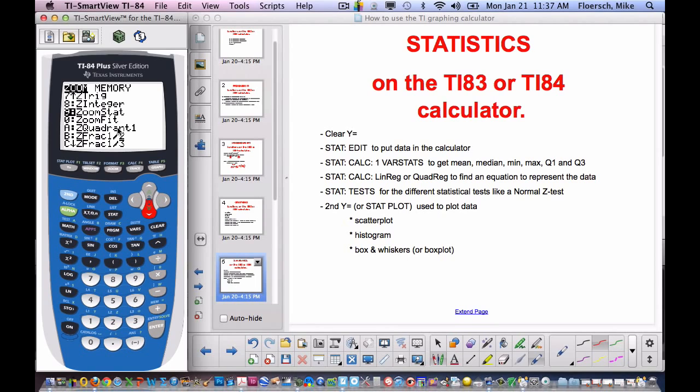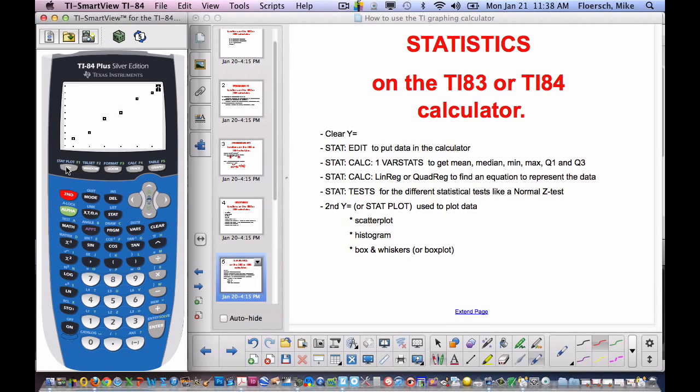Zoom fit means it'll take everything and fit the graph into your calculator. But I'm going to do zoom stat. It'll zoom in on my statistics is what that means. I hit enter, and now it's zoomed in. You can see the data points and what the graph would look like. And that's a pretty strong line that would connect all those, so my line of best fit would be linear. But that would give me a scatter plot.